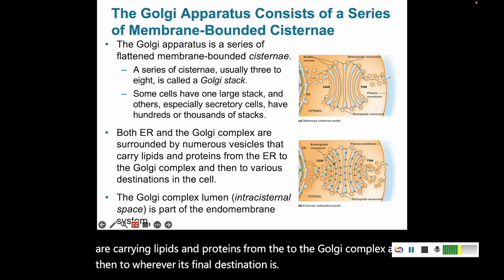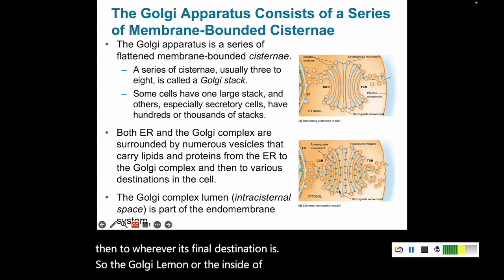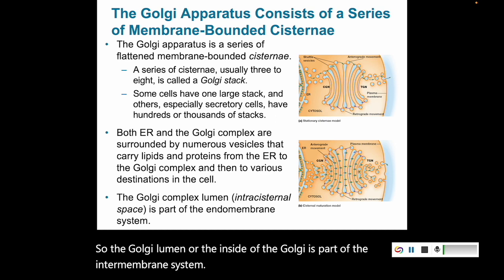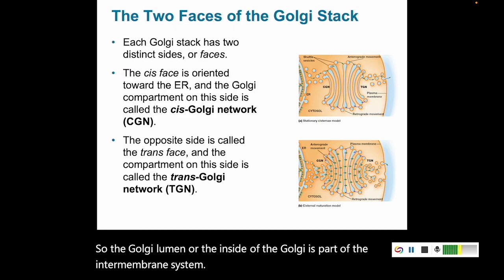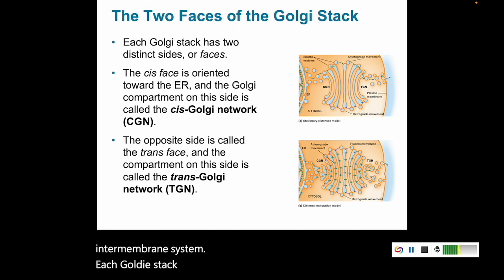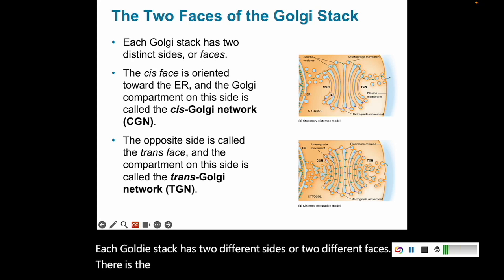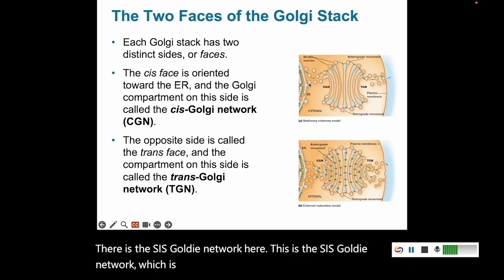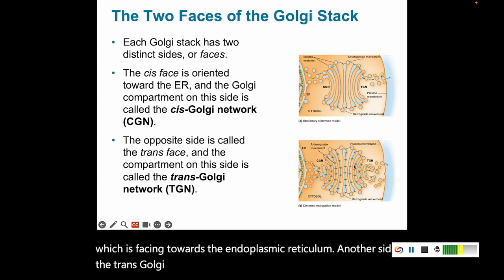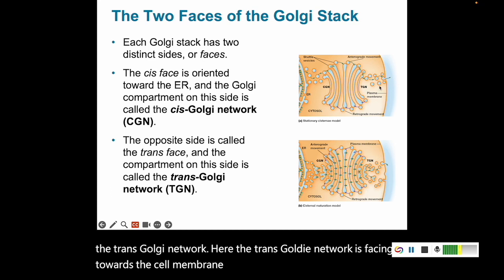So the Golgi lumen, or the inside of the Golgi, is part of the endomembrane system. Each Golgi stack has 2 different sides or faces. There is the cis-Golgi network, which is facing towards the endoplasmic reticulum. Another side is the trans-Golgi network. Here, the trans-Golgi network is facing towards the cell membrane, facing away from the ER.